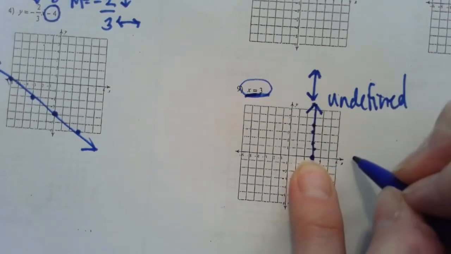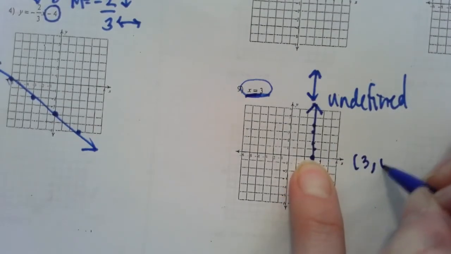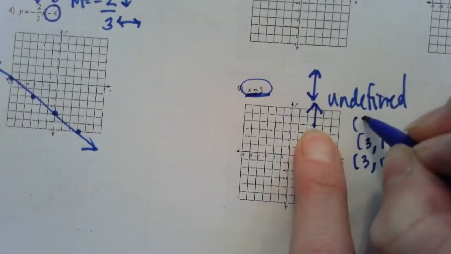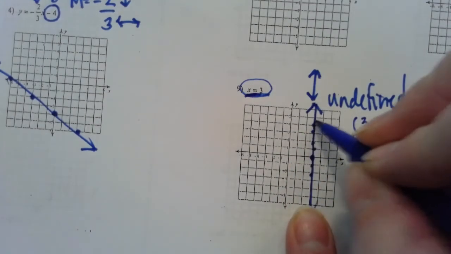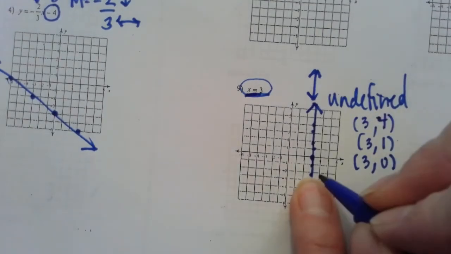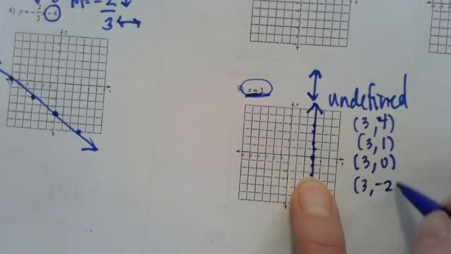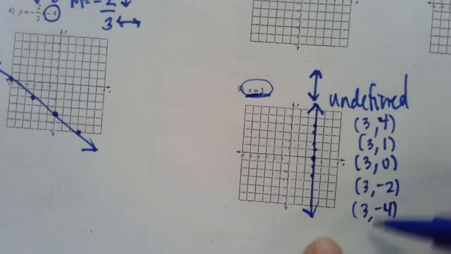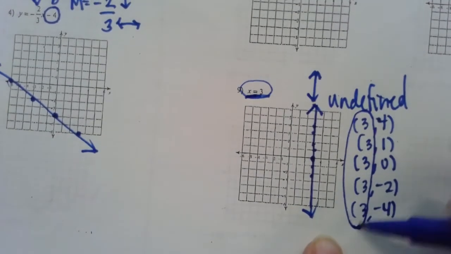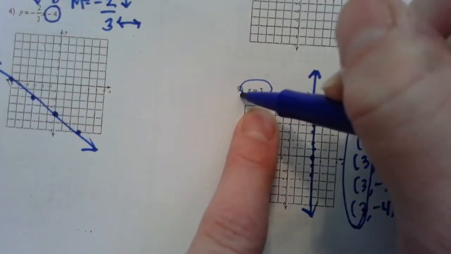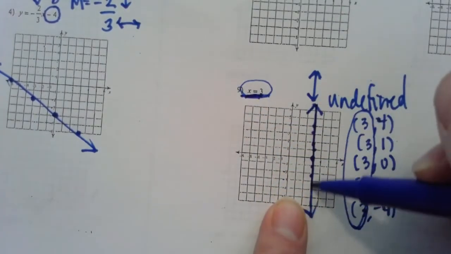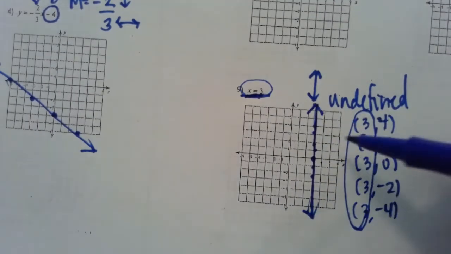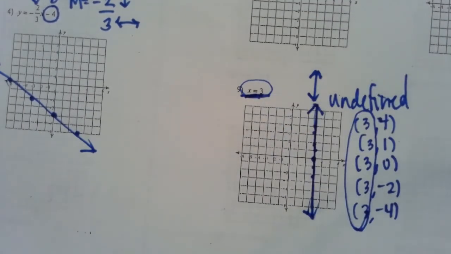So if I look here, this ordered pair is 3, 0. And this ordered pair is 3, 1. And this ordered pair is 3, 1, 2, 3, 4. This ordered pair down here is 3, negative 2. And this guy is 3, negative 4. So if you notice, all of these x values are 3. And that's what this says. Everywhere x is 3 is on this line. So that's why this line looks like it, because all those ordered pairs have the same x value and it's 3.